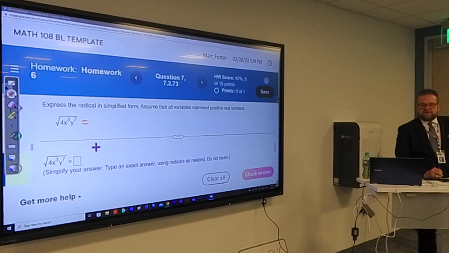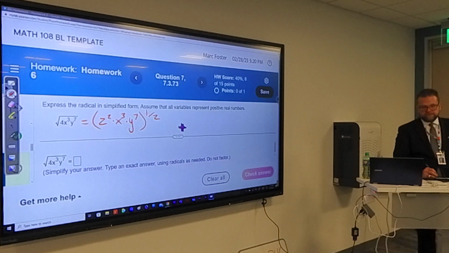What's the index of this thing? 2. So this is really, let me write it like this, 2 squared times x cubed times y to the 7, to the 1/2 power. And since the index is 2, then I need pairs.